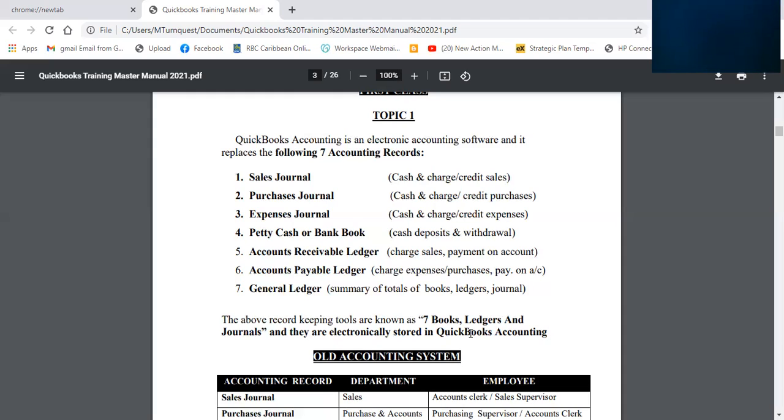And when the business pays for those charge expenses and charge purchases. So that means accounts payable deals with you, the business, paying off stuff. And the accounts receivable ledger focuses on the customer paying off you. So the accounts receivable and accounts payable ledgers are in reverse.